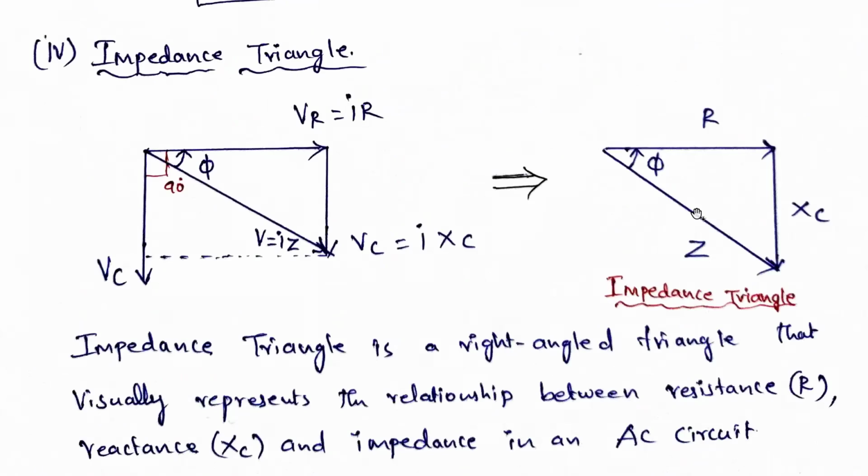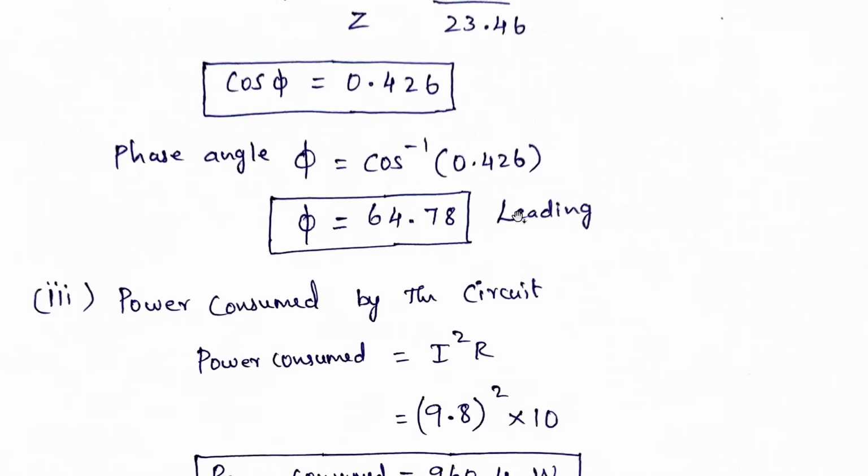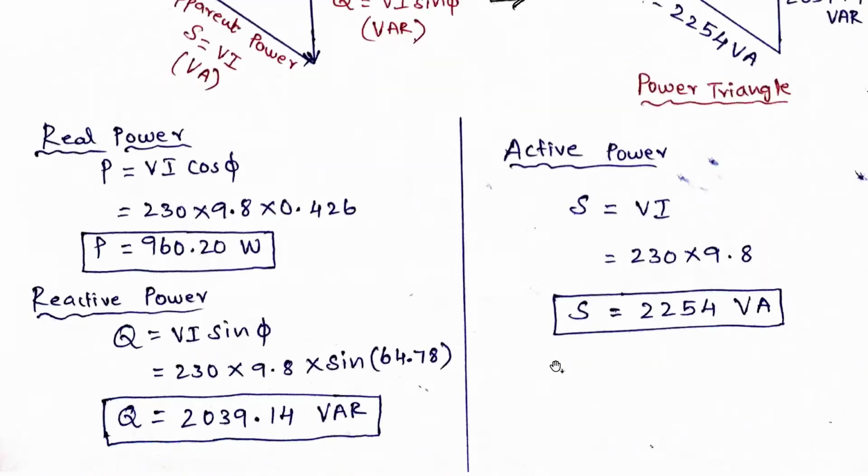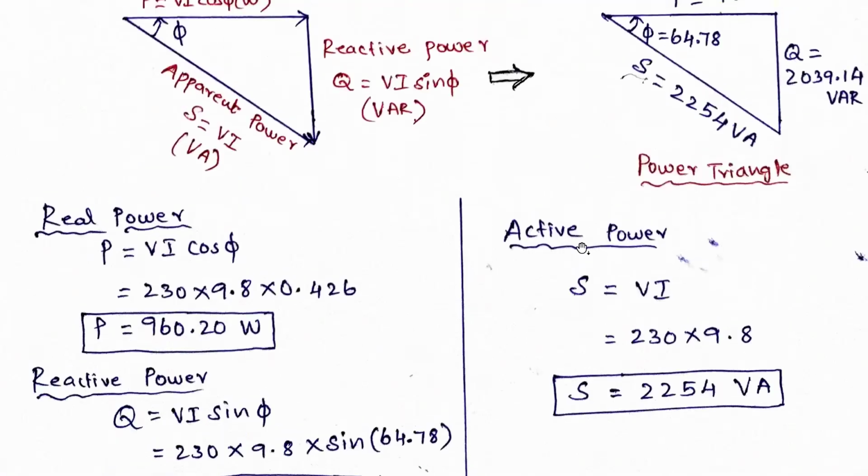Already we found out angle phi, 64.78 leading. So that angle we are taking over here and calculating Q, the reactive power. So it comes to 2039.14 VAR, volt-ampere reactive. Next, apparent power S is equal to V into I. So 230 into 9.8. If you calculate, you get 2254 volt-ampere. So this is the apparent power, not active power. Here I have written wrongly.